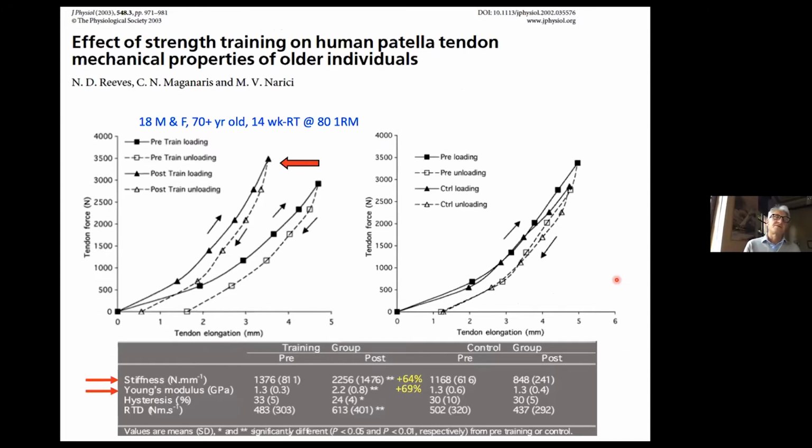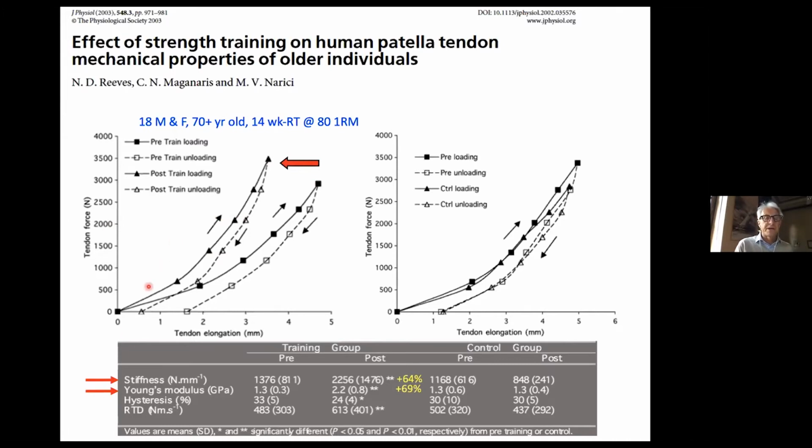With my ex-colleagues, Neil Reeves and Maganaris in 2003, we showed that if we train septuagenarian individuals for 14 weeks at 80% of the 1RM, we could really improve the tendon extensibility. You can see that this is the tendon extensibility before training, and this after these 14 weeks of training, and you can see that this curve is shifted to the left, indicating that for the same amount of force, the tendon after training is stretched much less.